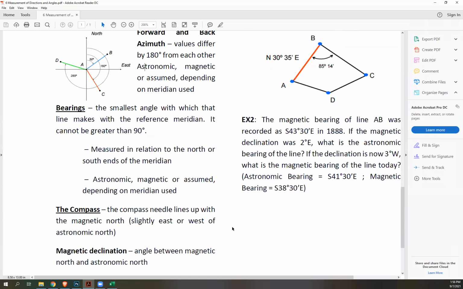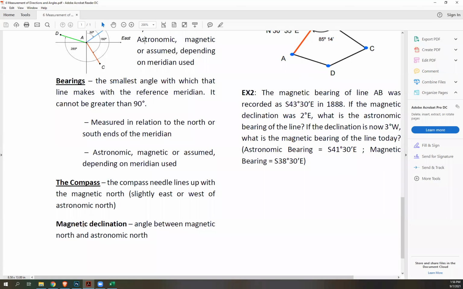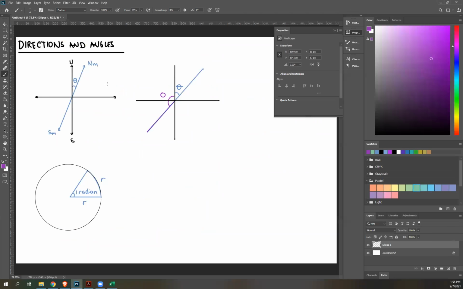Next, the compass. So the compass needle lines up with the magnetic north. So if you've ever used a compass, it's not pointing to true north. Okay, it's pointing to magnetic north. And as I've mentioned earlier, those are different. And then magnetic declination. So again, it's the angle between magnetic north and astronomic north, as you can see here.